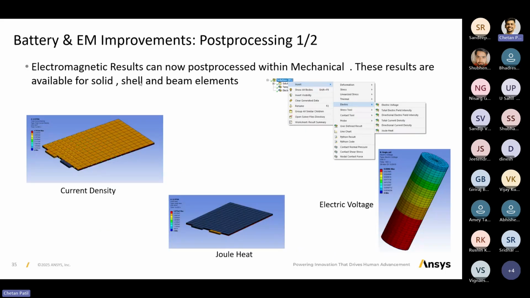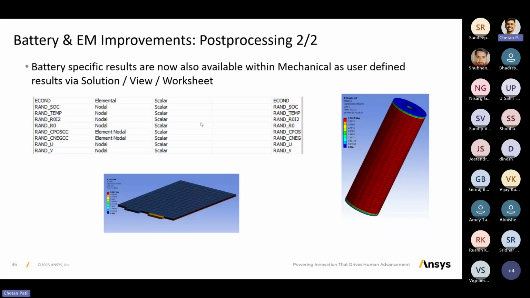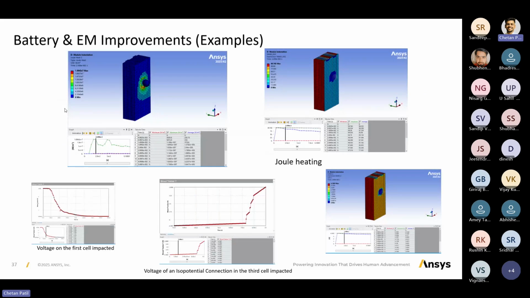Then post processing is also allowed to be done in the ANSYS Mechanical post processing window itself. Whenever you are trying to do the post processing of your battery or EM, that can be done in the post processing part of ANSYS Mechanical itself. So you can access the worksheet of ANSYS Mechanical to post process the results related to your battery models. And these are some examples of how the post processing related to the battery models can be done.